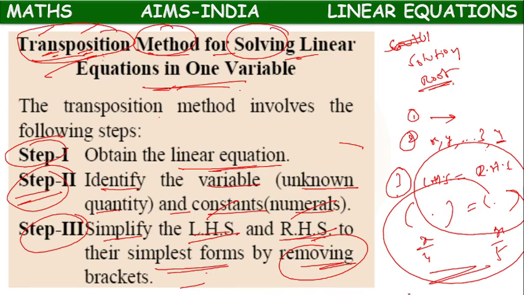We make use of this if we have variable on both sides of the equation. On the LHS, if we have a variable, and on the RHS, if we have a variable, we will transpose them to one side and simplify. So this method is called the transposition method. So what is the purpose of this method? It is used to solve linear equations in one variable.